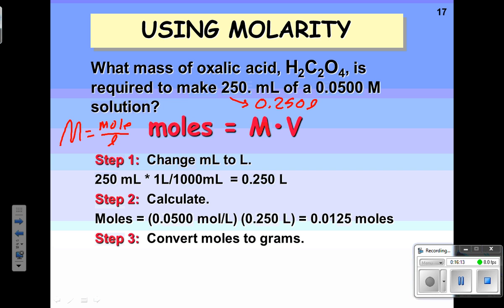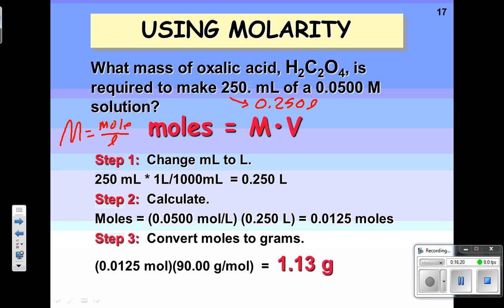Once I've got moles, I still don't know how much to weigh out, so I got to change moles to grams. We've done that 1,000 times. Okay? And this is the mass of the C2H2O4 down here. Oh, sorry, I got it in backwards order. Let's try it again. H2C2O4. Are you getting 0.05 moles per liter? 0.05 moles per liter is right here.